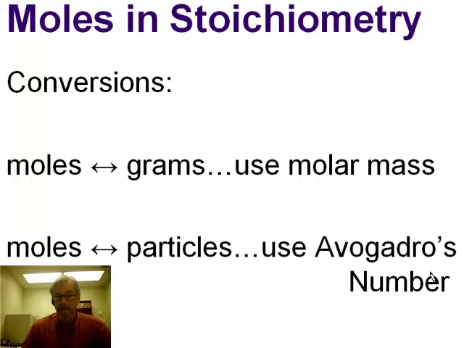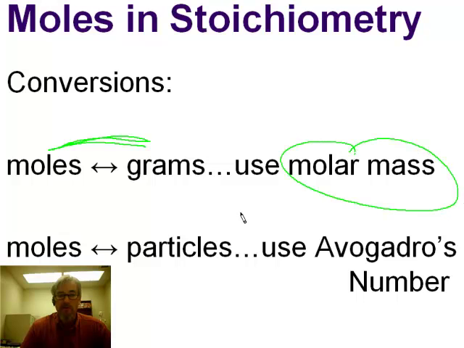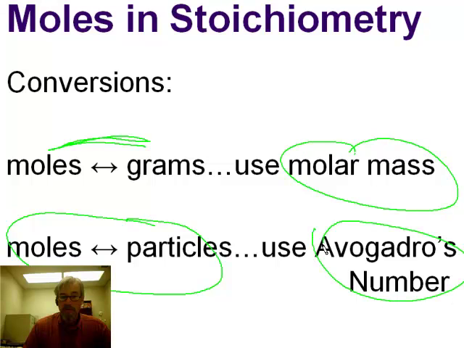How do we convert back and forth? This is going to be very common. You do this a lot in chemistry. If you have to convert moles to grams or grams to moles, your key is molar mass, and the technique that you can use is dimensional analysis. If you have to convert between moles and particles, which could mean atoms, ions, or molecules, you will use Avogadro's number, and then again the technique is dimensional analysis.